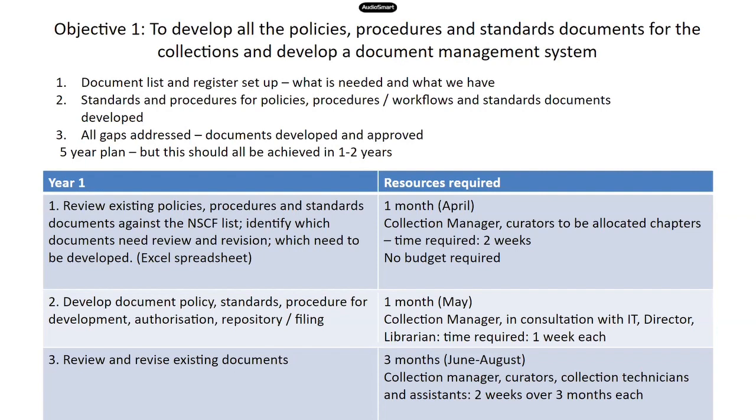You've developed all of those and your workflows, and you know which gaps need to be addressed, and you plan to address them. All your policies, all your procedures developed and approved. So even though this is a 5-year plan, if you don't have those documents in place, it's very difficult to do anything else. It should really be a priority to try and achieve it in 1 to 2 years. So this is a kind of breakdown by year, who's going to be involved, how much money, how many staff.